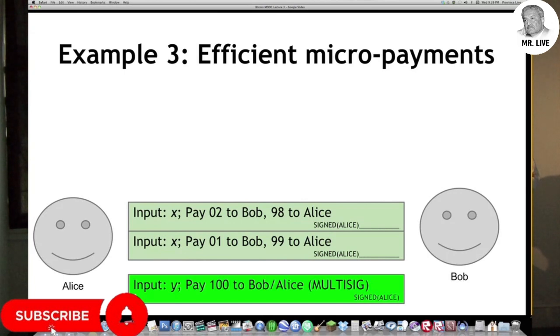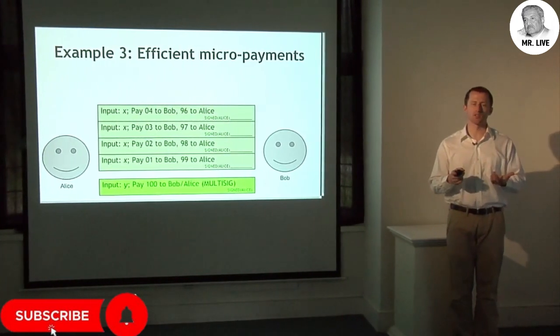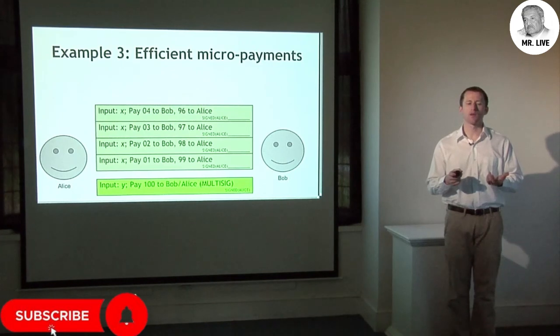After the next minute of using the service, Alice signs another transaction, and this time she's paying 2 coins to Bob and sending the rest to herself. And notice that these are just signed by Alice. They haven't been signed by Bob yet. Alice is going to keep sending these transactions to Bob every minute that she uses the service. Notice that these aren't getting published in the blockchain, they're just getting sent from Alice to Bob.